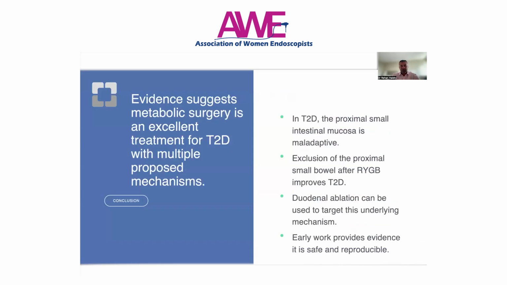So in summary, ladies and gentlemen, metabolic surgery has set a footprint as an excellent treatment for type 2 diabetes with a multitude of different mechanisms that have been proposed. But in particular, the foregut theory is that if we can manipulate the intestinal mucosa of the proximal small bowel, that we can cause benefit. And we know from animal studies that there is dysfunction of the duodenal mucosa in hyperplasia. And as a result, therefore, targeted and safe duodenal ablation can be used to target this underlying mechanism. And the early evidence that I've demonstrated to you has shown a very good safety profile that is reproducible amongst different portfolios and platforms, and long-term data are still required.